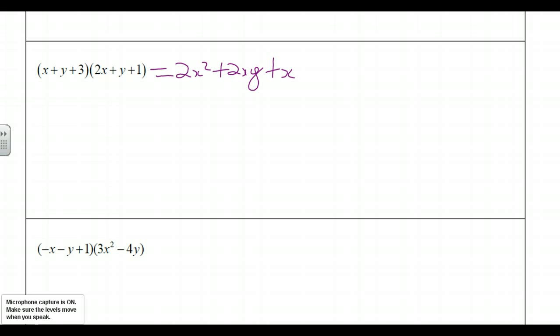Now I'm going to go with the y, so I'm going to get 2yx. Hint, always write your variables in alphabetical order, okay? Because it'll help when it becomes, so I've got y times 2x here. I'm going to say that's plus 2xy. I've got y times y, that's plus y squared. And I've got y times 1, which is plus y. And now I'm going to go through and do the 3. So you notice right now I have 6 products. We need 3 more. So I'm going to go through and multiply by the 3. So we'll get a plus 6x. And we'll get a plus 3y. And we'll get a plus 3.